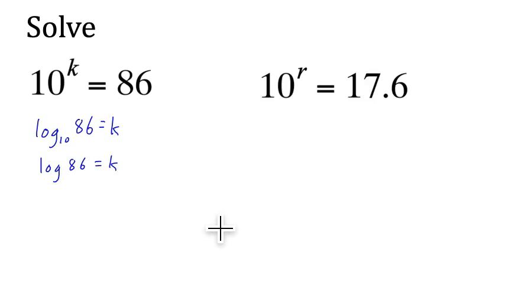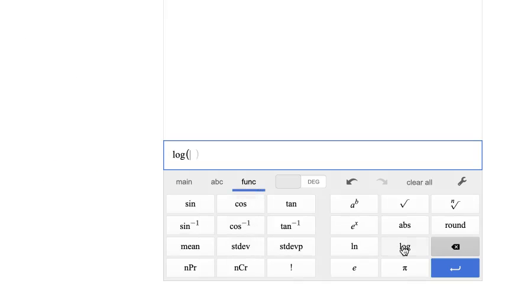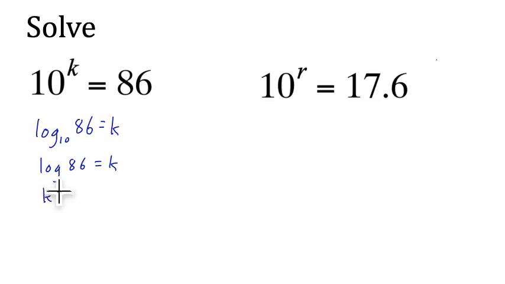So let's go to our scientific calculator and figure out what the log of 86 is. So on this calculator, I go over to function and choose log. Notice there's no base, so we understand the base is 10. And we want the log of 86. Now we're at the answer, so let's go ahead and round to 2 decimal places. So that will be 1.93. All right, so 10 to the 1.93 power is about equal to 86.